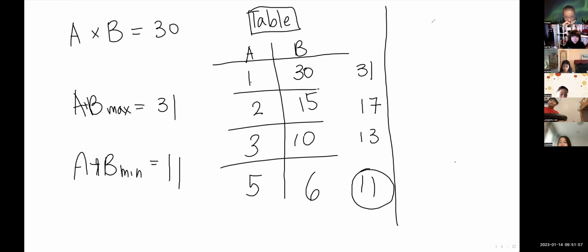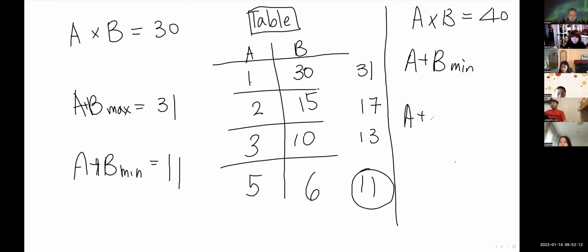Okay, so now if I have this one, A times B equals 40. Who can tell me what is A plus B minimum and what is A plus B maximum? Okay, everybody, please send me the answer by chat.